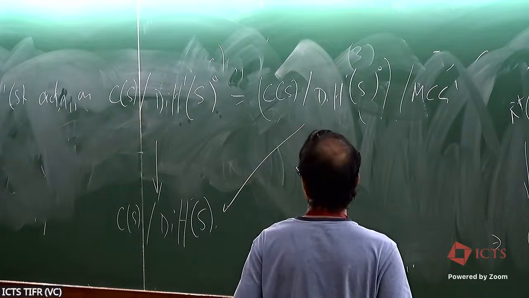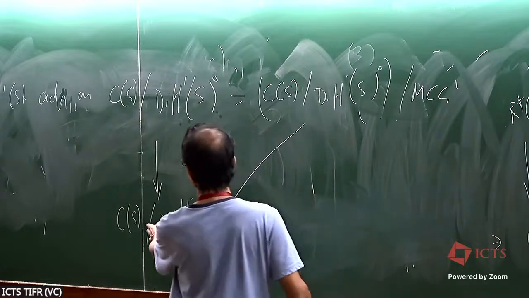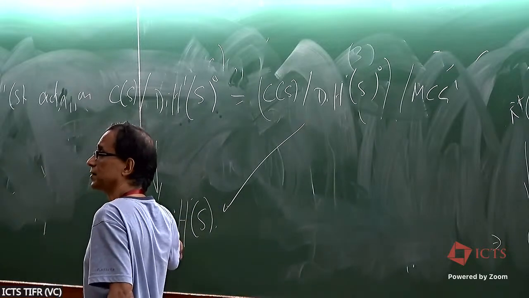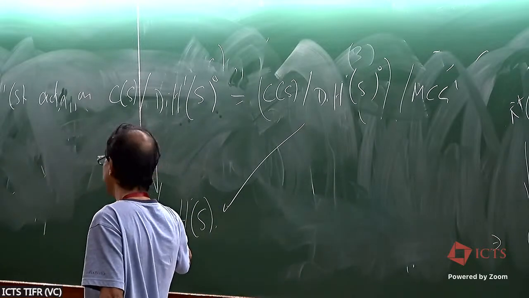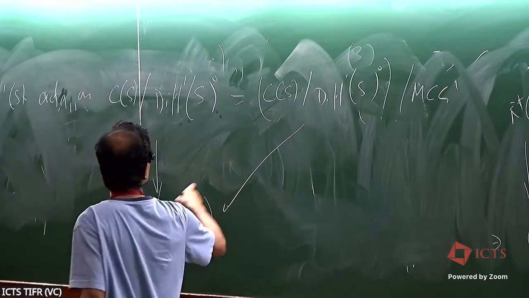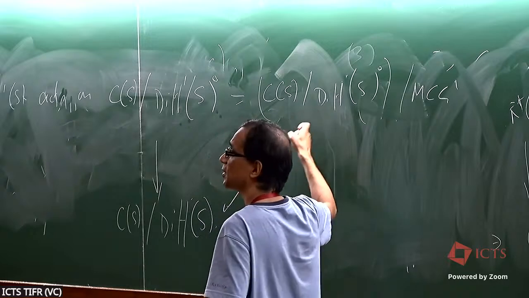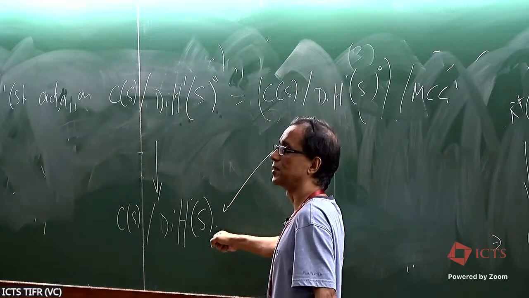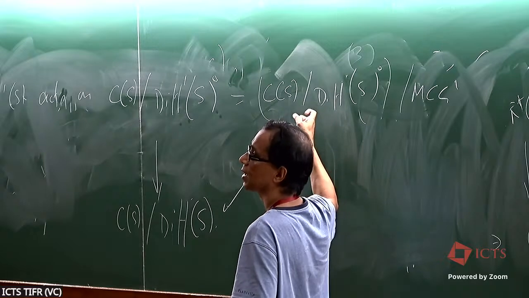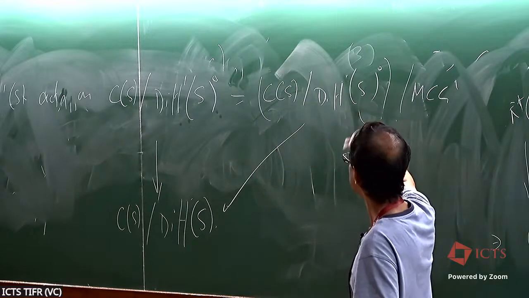So what is this? As I said, this is the CS modulo diff S, the universal family of Riemann surfaces over the moduli space of Riemann surfaces. This is the universal moduli space of Riemann surfaces over the moduli space of Riemann surfaces. For each Riemann surface point here, the fiber is the corresponding Riemann surface.